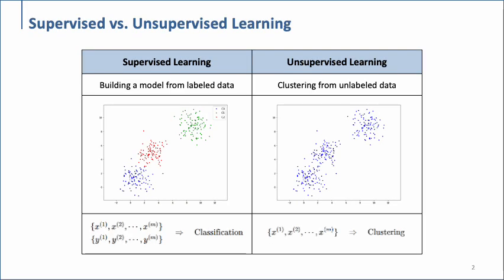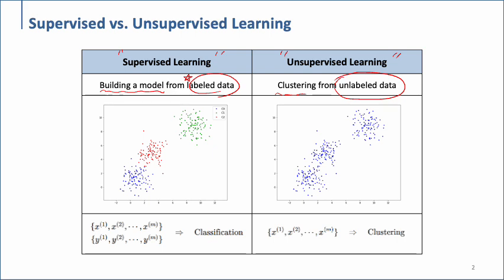Before talking about the clustering algorithm, let me introduce the concept of supervised and unsupervised learning. The key difference between supervised and unsupervised learning is that supervised learning is building a model from labeled data. This is very special terminology. And in the case of unsupervised learning, we are clustering from unlabeled data.